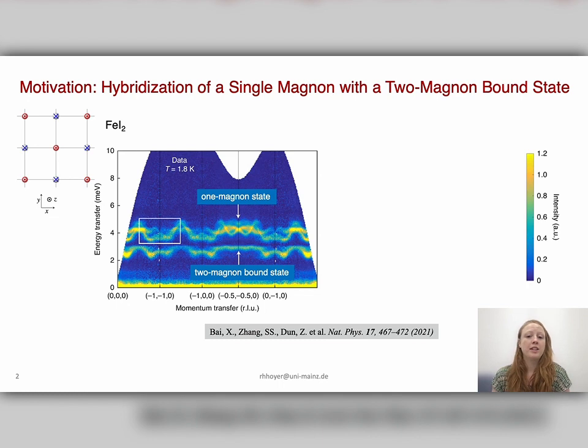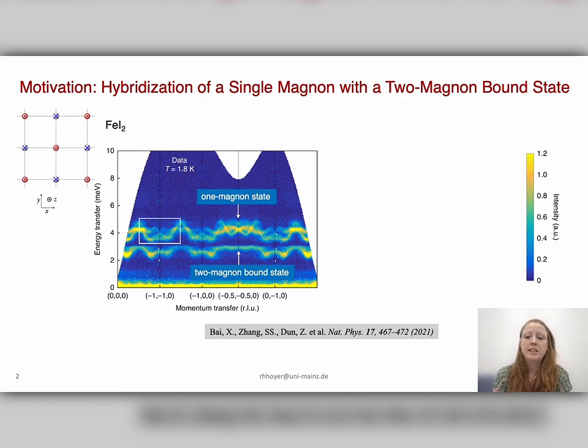This project was motivated by the work by Bayedal in 2021, where the authors did a neutron scattering experiment with iron diiodide, which is an antiferromagnet, and they uncovered the hybridization of a 1 Magnon state with a 2 Magnon bound state. In a neutron scattering experiment, one shoots a neutron onto a sample, and the neutron interacts with the bulk matter of the sample, and then the neutron is sent out again.